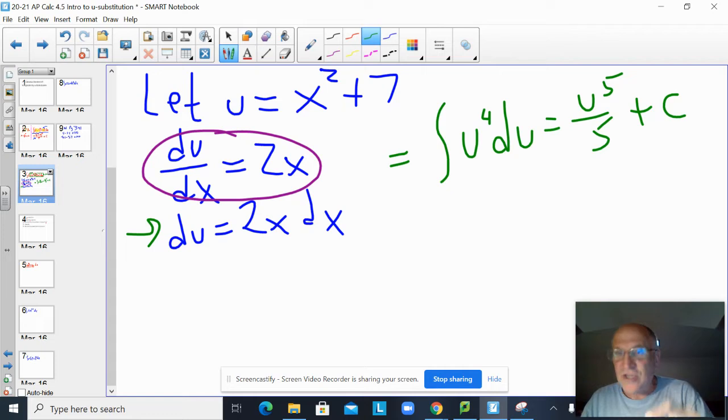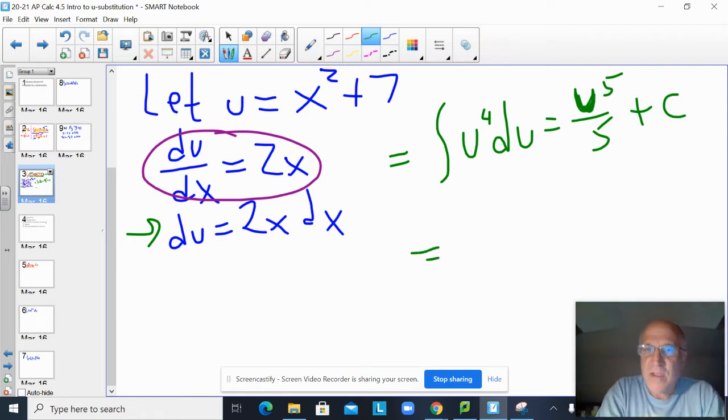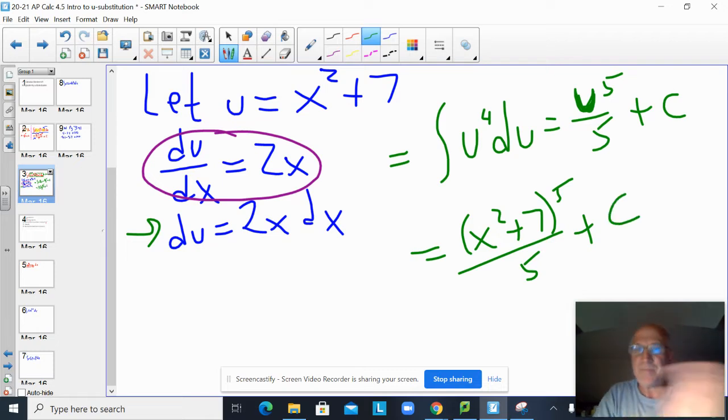I'm not finished, because in order to be finished, I have to go back to rewrite it in terms of my original variable, which was x. So it's very tempting to think we're done. But now where this thing says u, which I'm going to make bold and green here, we have to put that back. What did u equal? U was x squared plus 7. So this becomes x squared plus 7 to the 5th over 5 plus c.